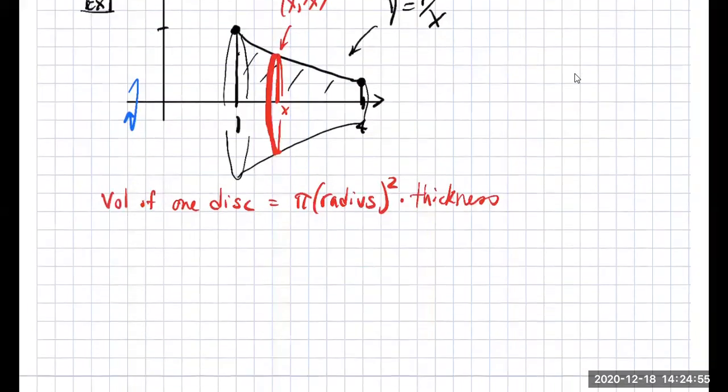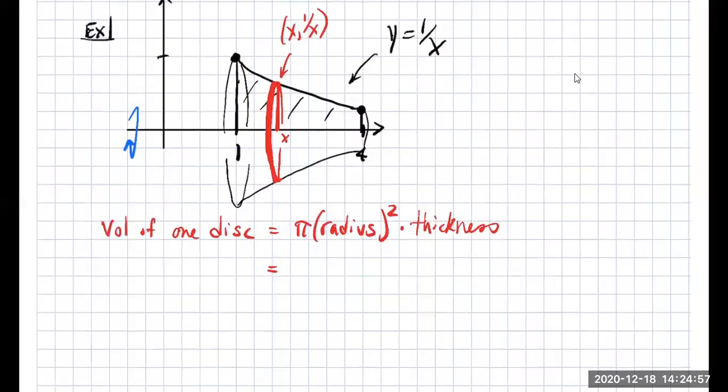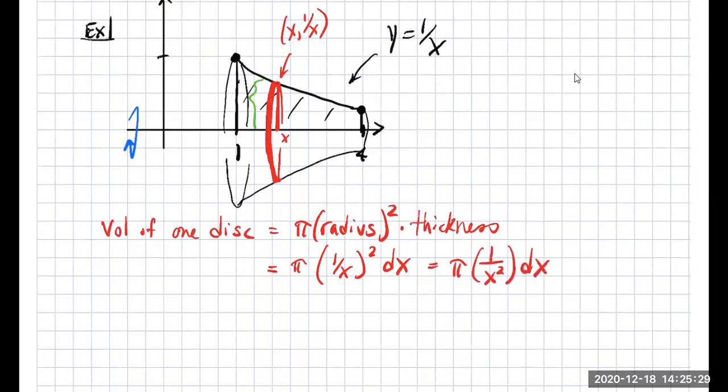Now, according to our figure here, the radius is this vertical distance, the distance from the top of the rectangle to the axis, the axis of revolution. So here, that's going to give us 1 over x. And the thickness of it is going to be the same as the width of the rectangle that created it, which in this case is dx. Simplify it a little bit.